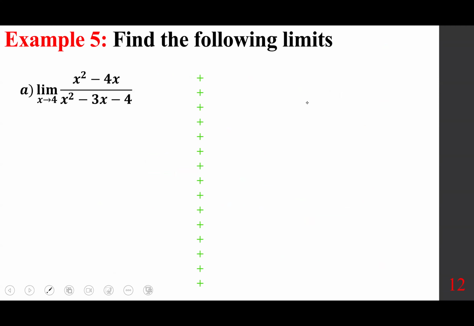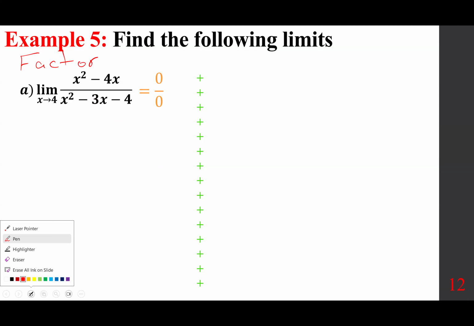Find the following limit. If you plug in 4 and evaluate it, you get 0 over 0. So when that happens, when you have a rational expression, the technique is factoring. So factor. Now, of course, it's easy to factor those. In this case, x comes out. In this case, you want two numbers. The product is -4, the sum is -3.